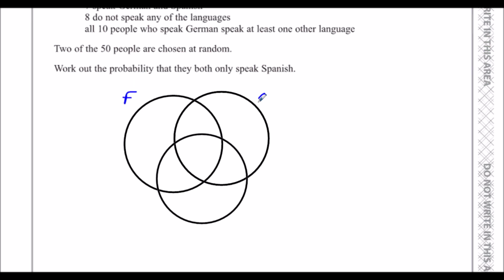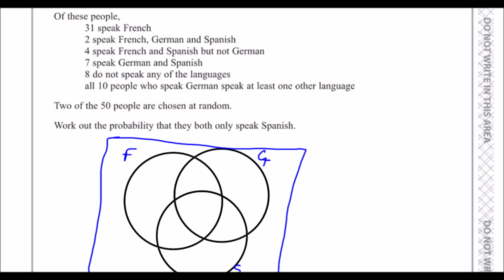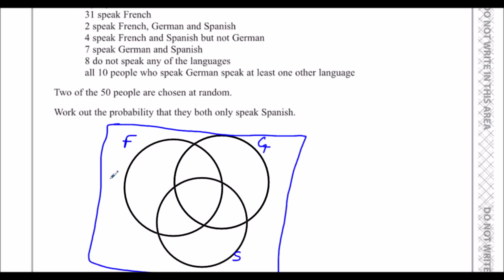French, German, Spanish. There might be an outside, so I'll add that as well. And we'll fill in the information. So 31 speak French, so the whole French circle is going to be 31. 2 speak French, German, and Spanish, so 2 in the middle. 4 speak French and Spanish, but not German. So that's French and Spanish, but not German. That goes there.